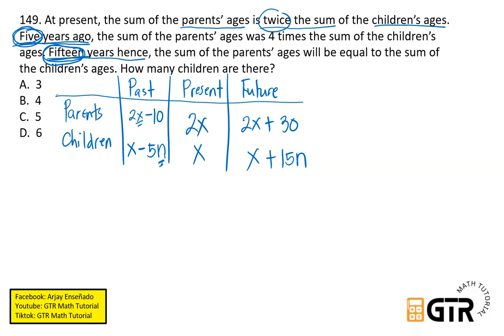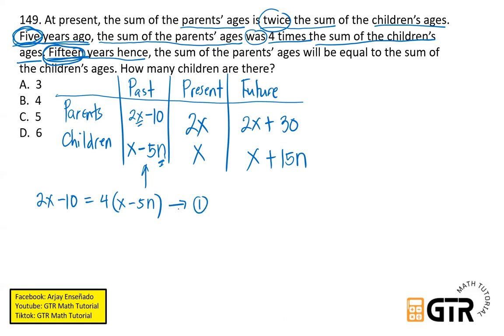Okay, so sabi sa problem, dito muna tayo sa 5 years ago. Yan, so 5 years ago, the sum of the parents' ages. So dito muna tayo sa past. So isa-isayin natin. The sum of the parents' ages, so that is 2x minus 10. The sum of the parents' ages was, ibig sabihin nun ay equal sign, 4 times the sum of the children's ages. Sum of the children's ages, so that is x minus 5n. Okay? So this is our equation number 1.